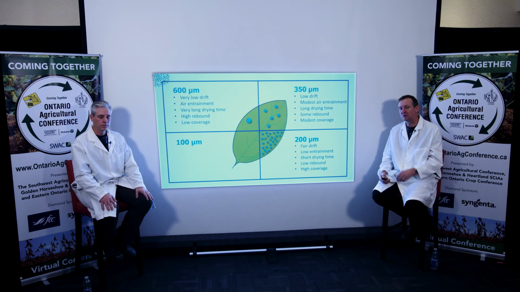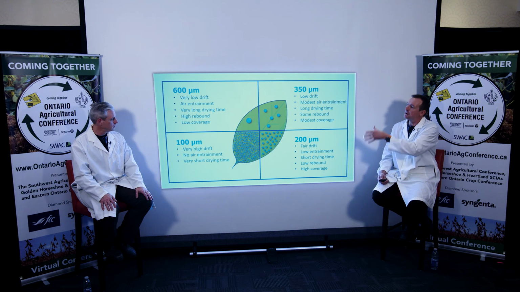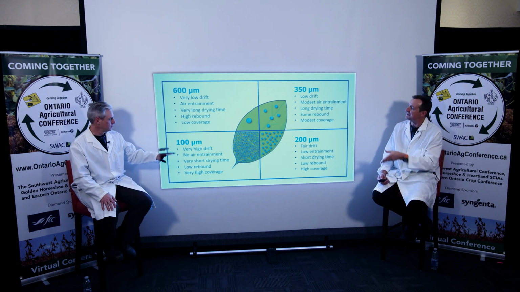When we get to the very small droplets, now these are the fine sprays. There's certainly a lot of them. By the way, all of these droplets here are numerically equivalent in volume. So the single one large 600 micron drop is the same volume as the 5 350, the 20 or so.